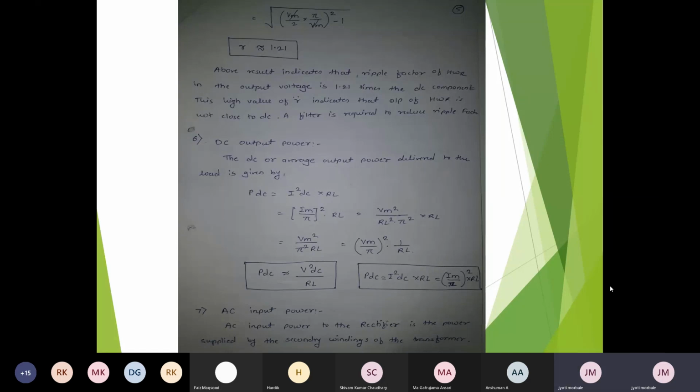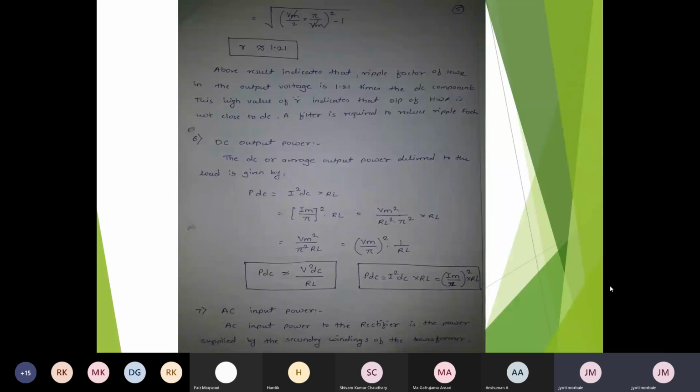Ripple factor is 1.21. This is one of the disadvantages of half wave rectifier is that ripple factor is very high. That means the amount of AC present at the output of half wave rectifier is high. So this circuit is not used for the conversion of AC into the DC. Next analysis part, next analysis, we can say parameter is DC output power.